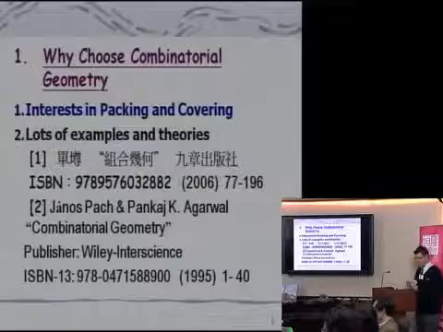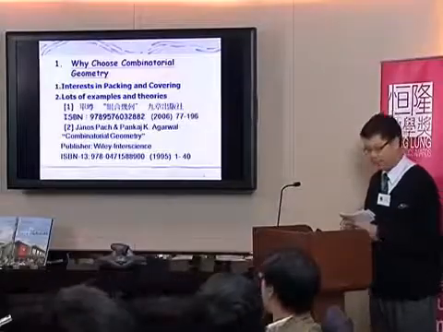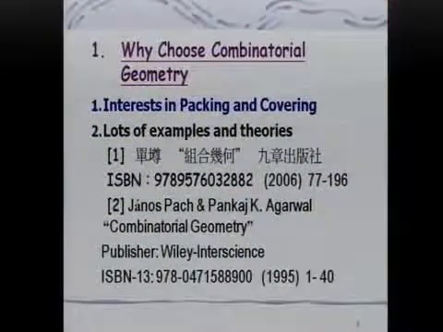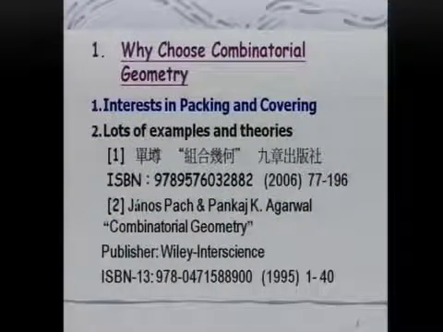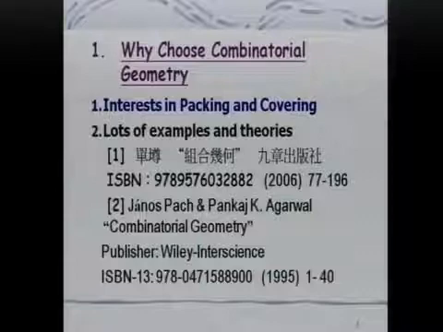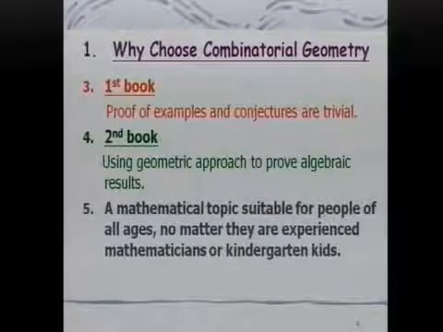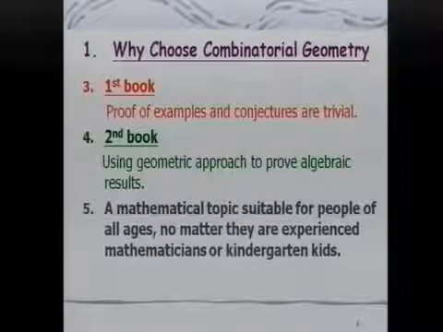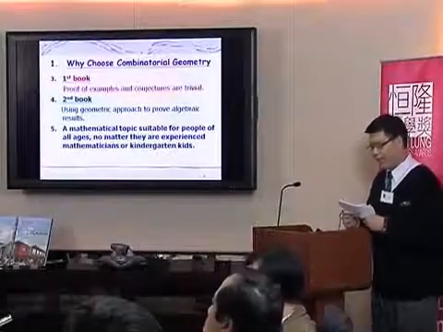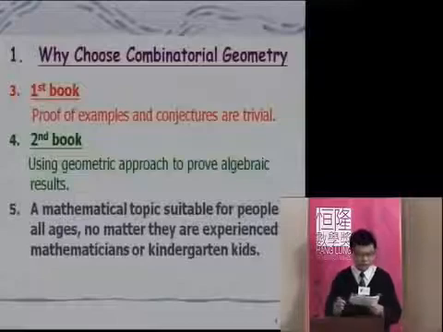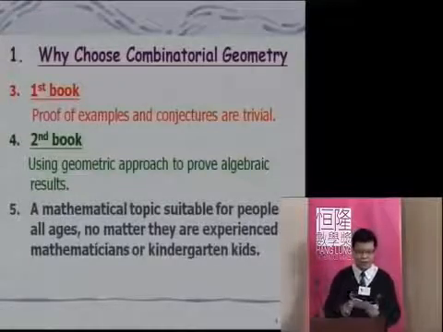Firstly, there are mainly 4 reasons why I chose combinatorial geometry. First, I'm interested in the ideas of packing and covering, so I would like to explore more about it. Secondly, I found a lot of interesting examples and theories from the 2 books listed in the PowerPoint. One of the books provides a geometric approach to prove algebraic results, and I find it very challenging and intriguing. In fact, some proofs of difficult problems in combinatorial geometry can be easily understood by people of all ages. That's why I chose it.